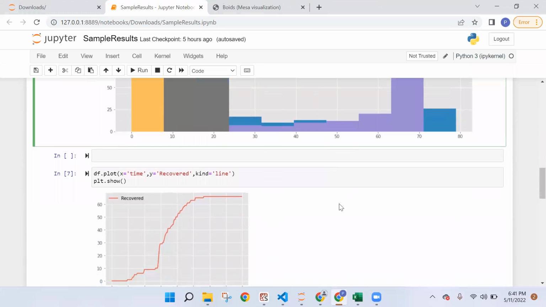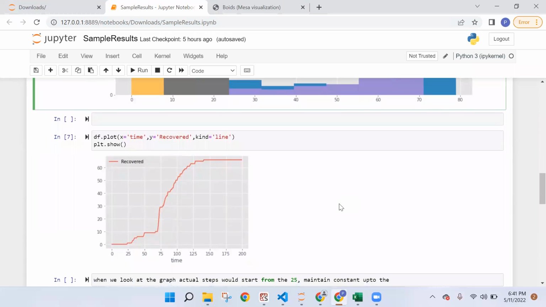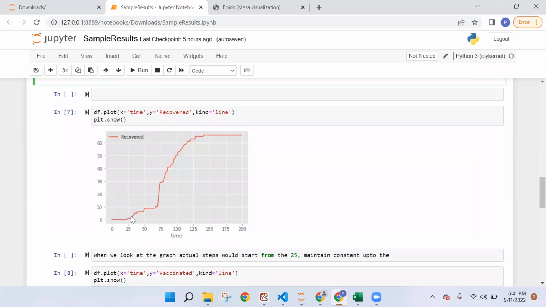Now coming to the analysis between time and record, we have a parameter here. When we look at this graph, the actual steps start at 25 and maintain a linear growth up to 75. Later on, it follows an exponential growth rate from 75 to 150. That means the spread starts very rapidly after 75, because there is a potential number of agents, which is 10 agents, who got COVID and are spreading it.